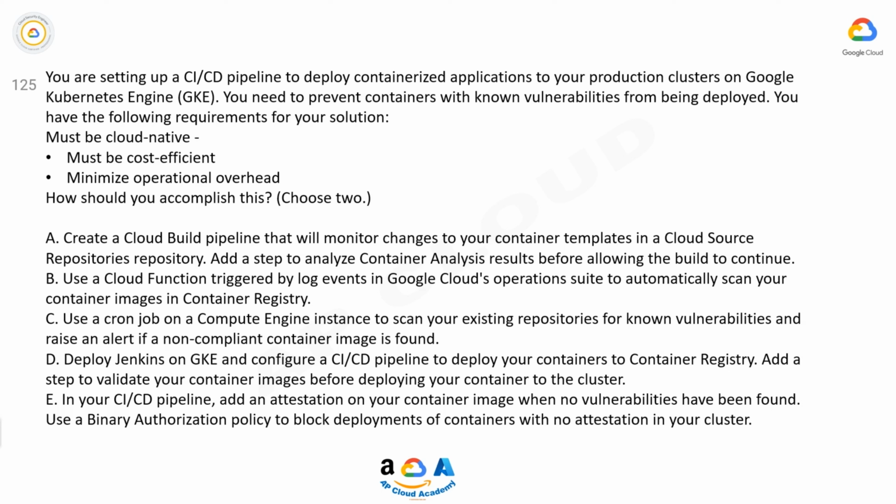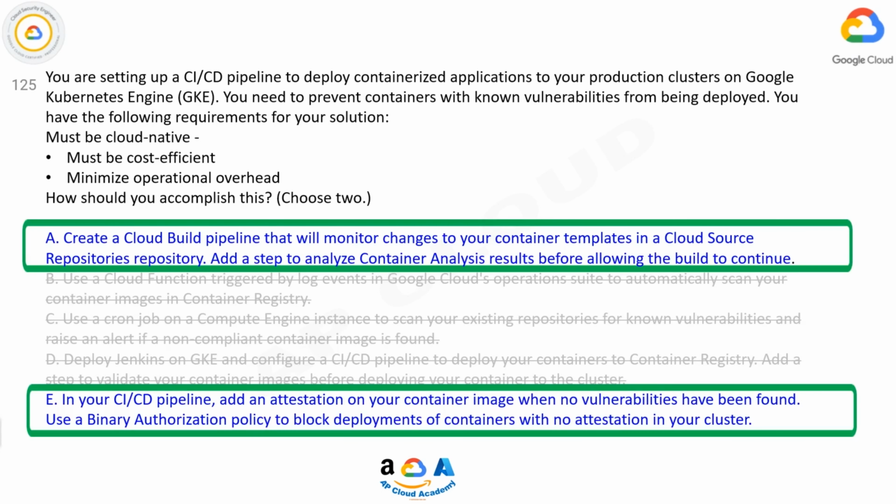E. In your CI/CD pipeline, add an attestation on your container image when no vulnerabilities have been found. Use a binary authorization policy to block deployments of containers with no attestation in your cluster. Correct answer is A and E.